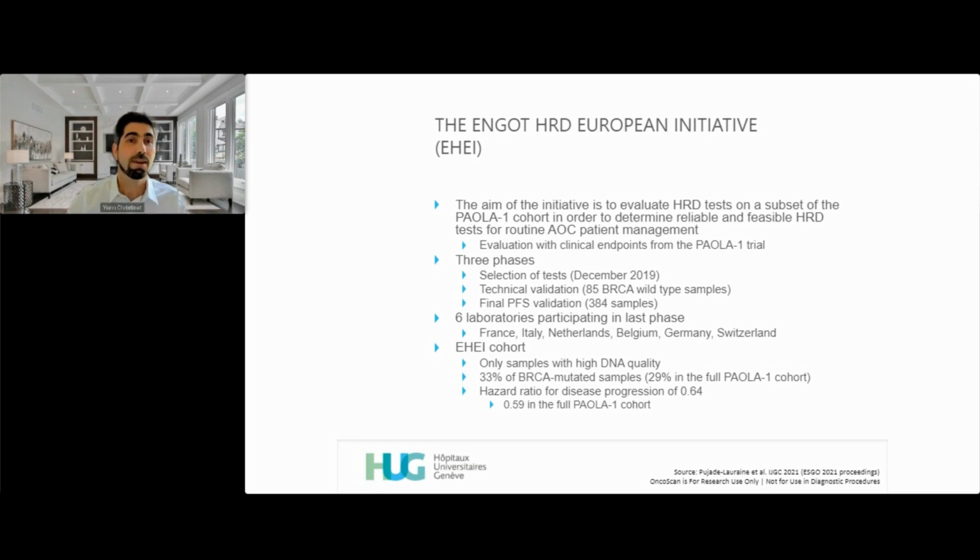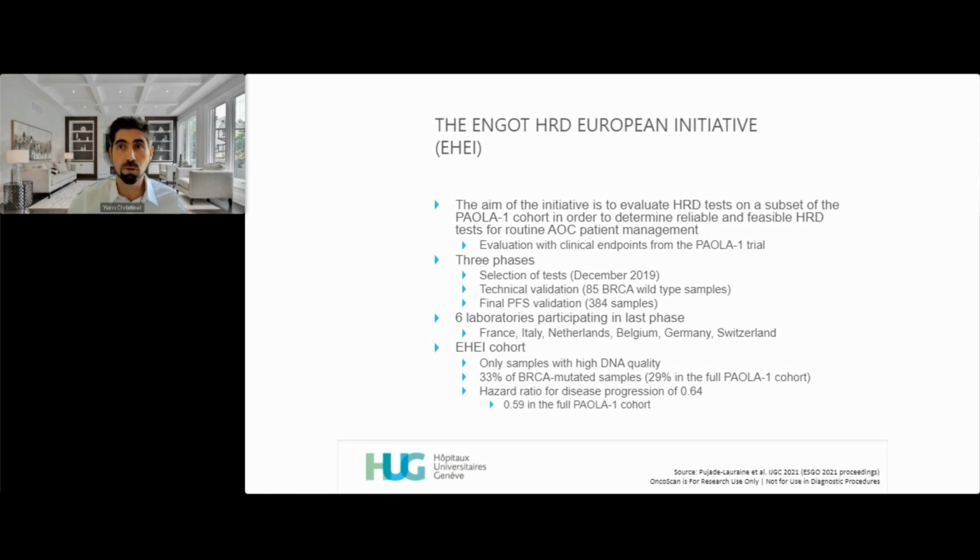Okay, so we had the copy number variation data, we had the algorithm that we could test on public data, but what we were lacking is really the clinical validation, the capability of predicting the response to a PARP inhibitor. And for that, we were quite lucky to be able to participate in this ENGOT HRD European initiative. The goal of this initiative was to test on PAOLA-1 samples different kinds of HRD tests and see which one is actually feasible in routine.